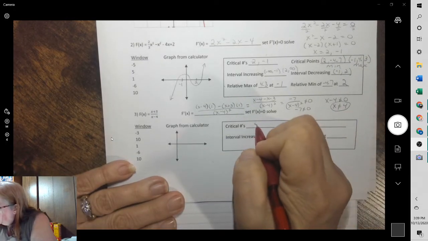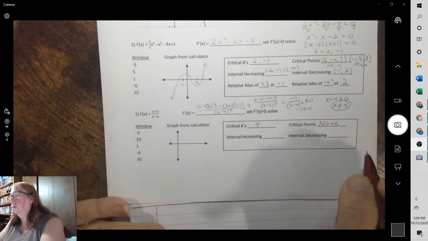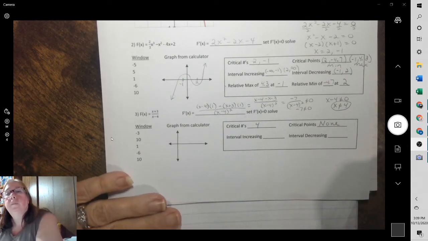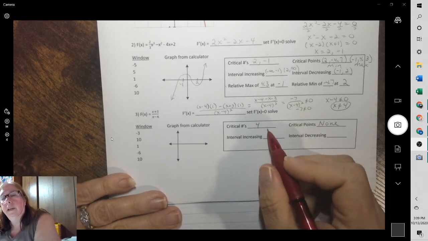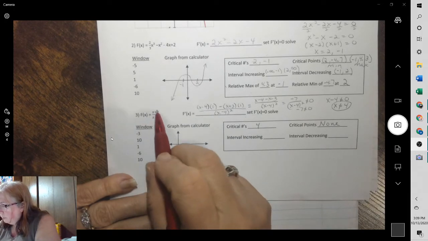So we have a critical number at 4, but there's no critical point because this is an asymptote. If we plug in 4, we have 0 in the denominator.